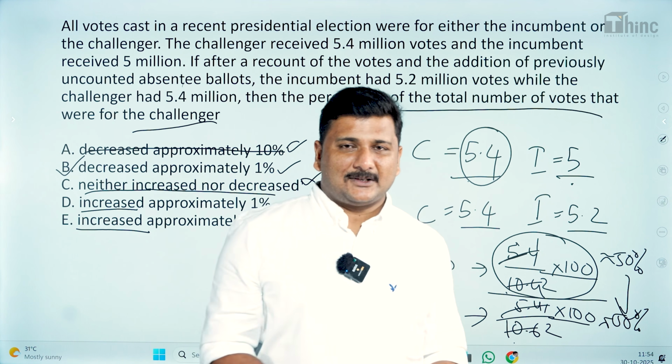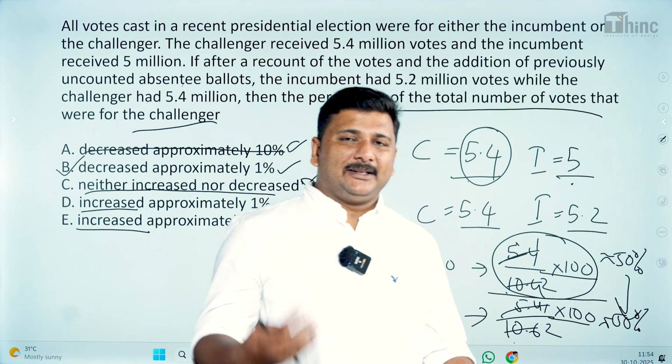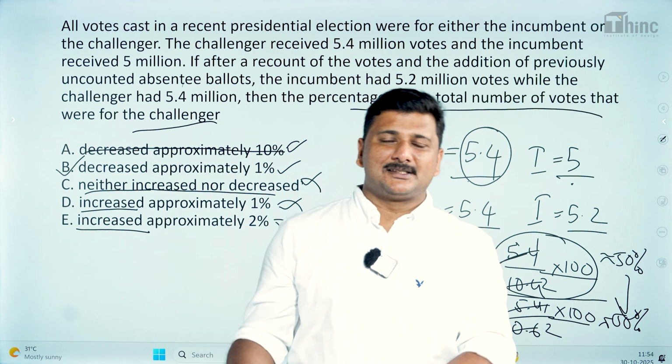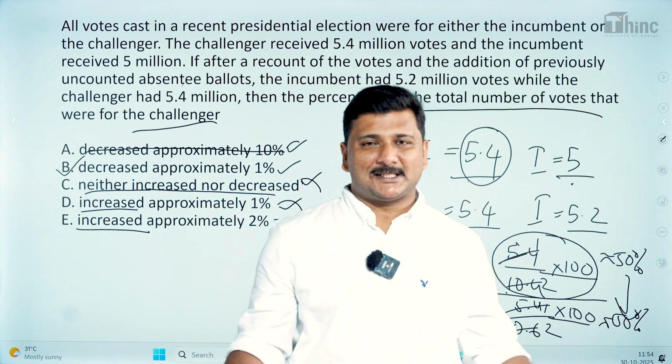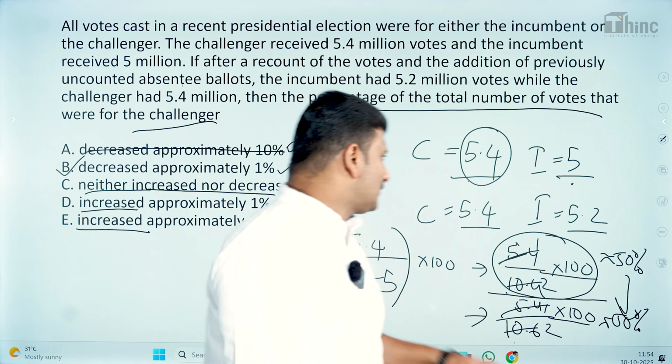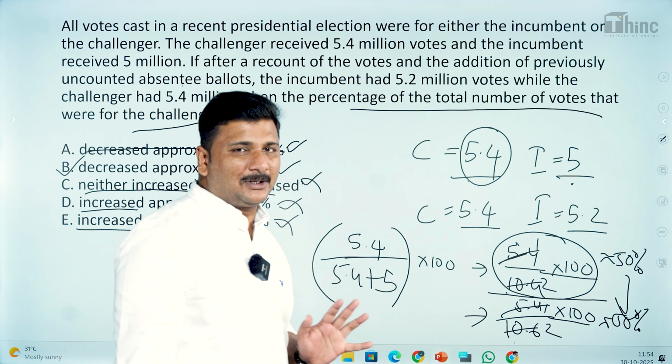So I believe this question is clear for you. Now in this question, it's a very simple question. Out of total, how much is for the challenger in percentage in the first count and in the second count? That's what we did. So we know that there is a decrease, but it's a slight decrease only. So option B will be the correct answer. We can eliminate all the other options.